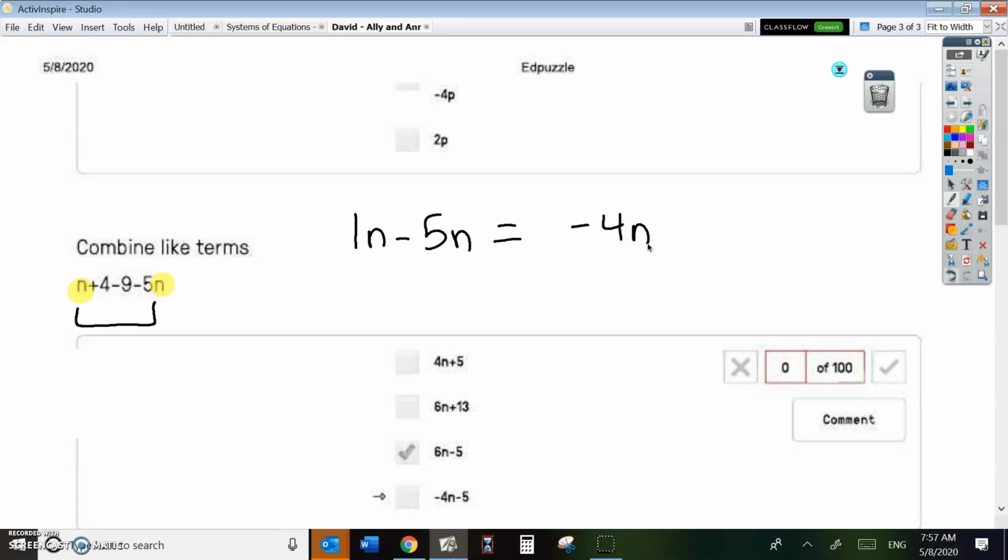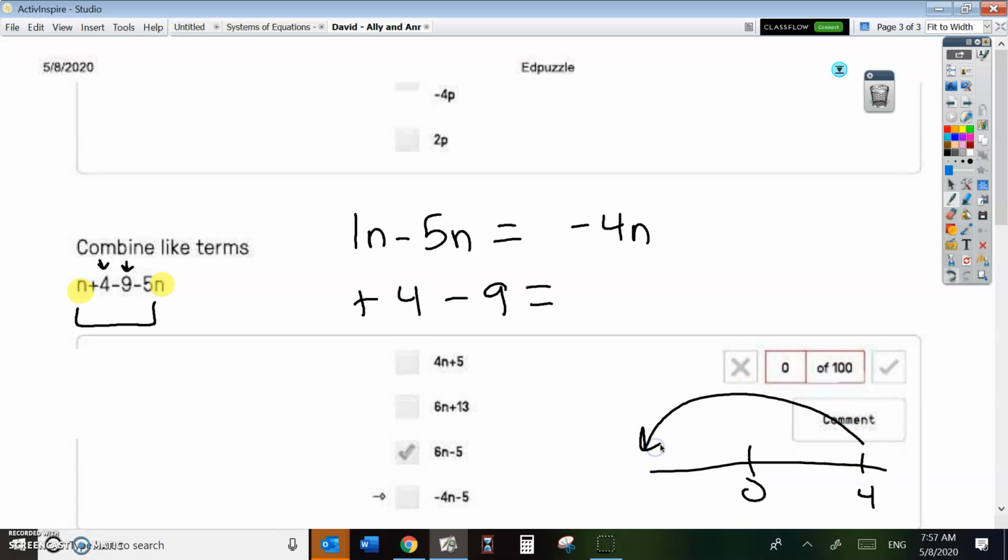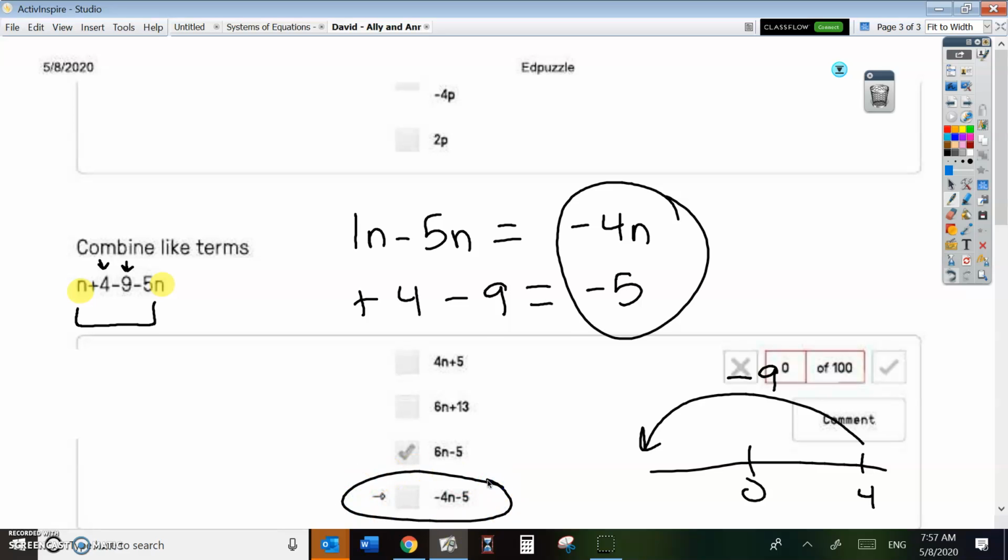Now let's put plus 4 and minus 9 together. Plus 4 minus 9, on a number line, would look like this. Here's 0, here's your plus 4, and here's your minus 9. So that's going to take you down to negative 5. So now put these two together: negative 4n minus 5.